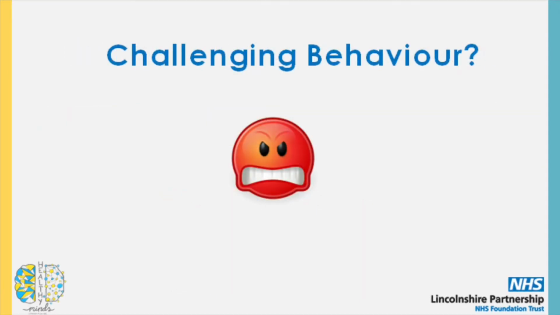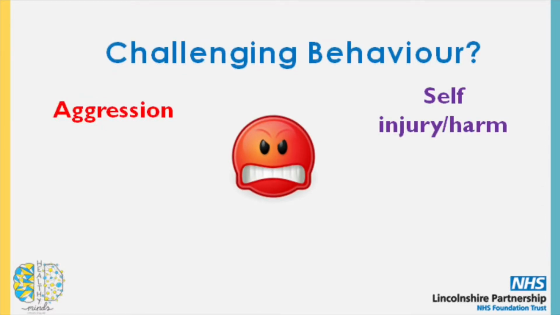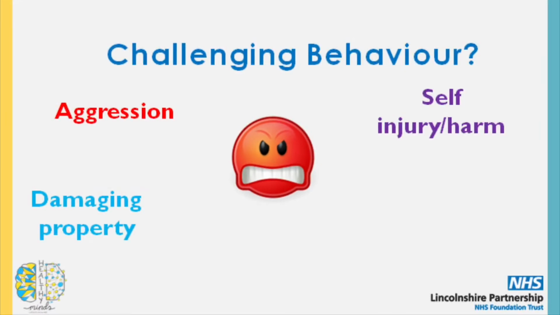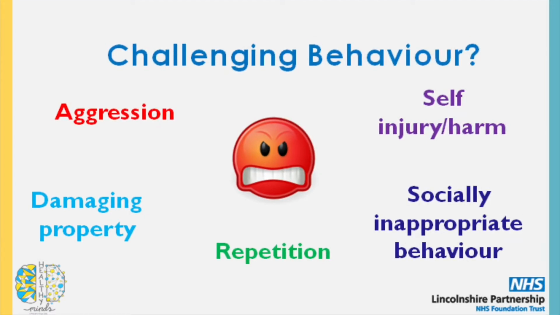We will now look at how anxiety can manifest in terms of behaviour, and how sometimes behaviour can be intense and is often referred to as challenging. We may see behaviour such as aggression, throwing things, pulling other people's hair, biting or pinching, self-injury or harm, banging their head, biting their knuckles, for example, damage to property, breaking or destroying things, repetition, rocking, repetitive speech and repetitive actions, or socially inappropriate behaviour, screaming, running away or taking their clothes off.